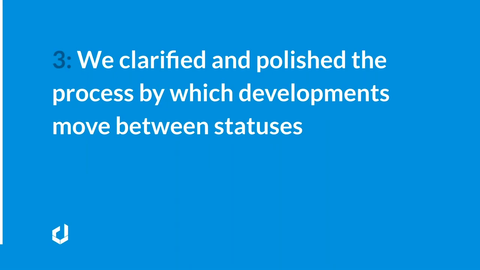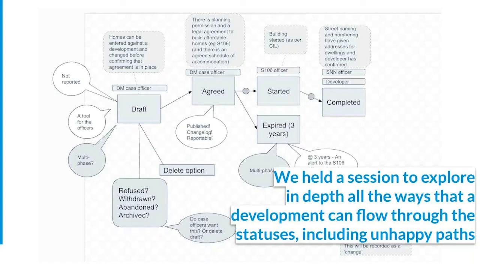One of the things we were proud of this sprint was that we clarified and polished the process by which developments move between statuses. So we'd already had this idea of developments being entered in a draft format, and then when the Section 106 and planning application is agreed, it can be moved to an agreed status, and then it could be changed to a started status when the development is implemented. However, what we hadn't really thought through with enough depth was the actual triggers that would instigate these process changes.